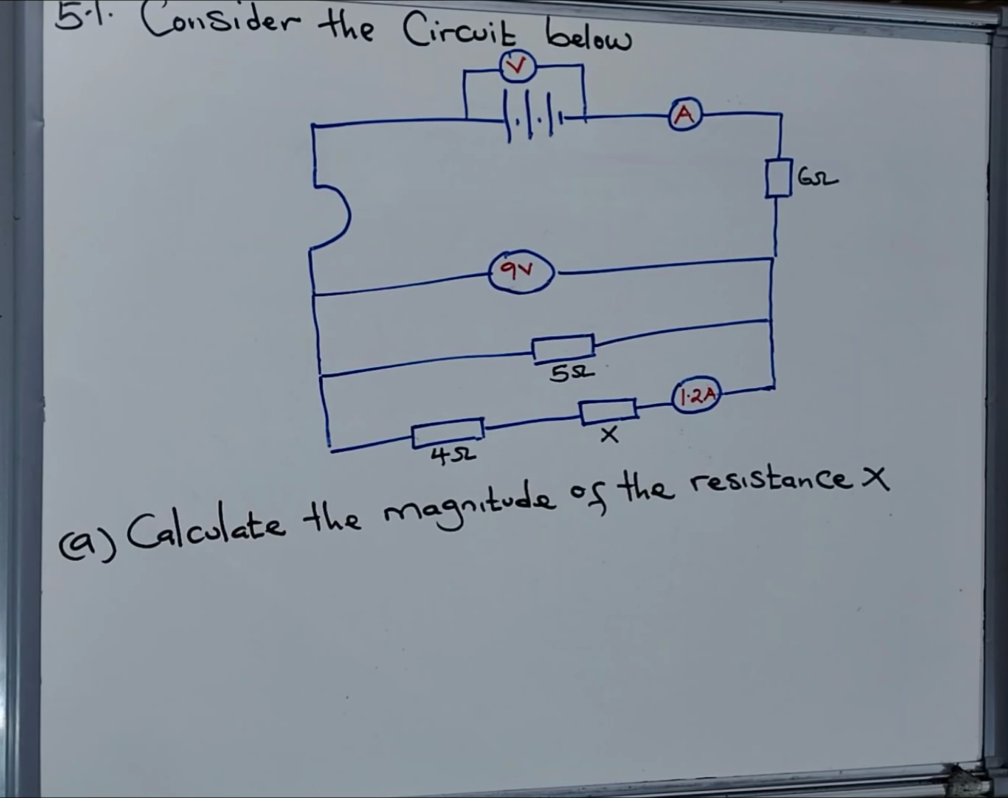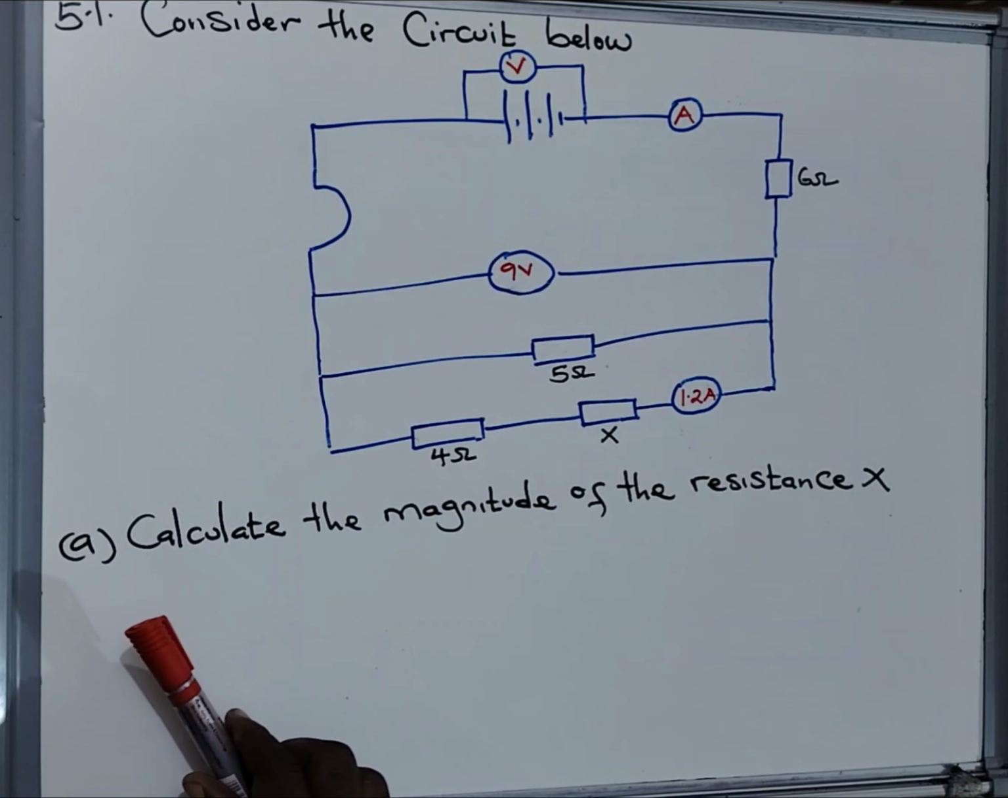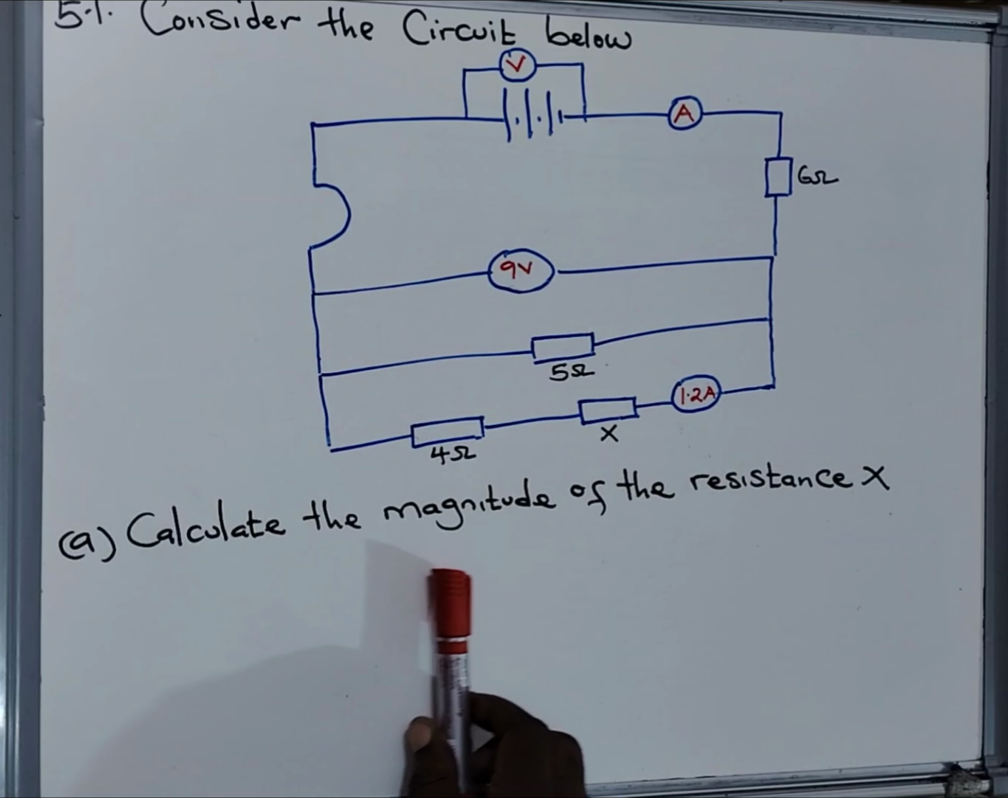Yes, we are looking at this question today. It says, consider the circuit below. So this is the circuit we are talking about. And the question says, calculate the magnitude of resistance X. This is our resistance X, and how do you go about it? It's unknown.